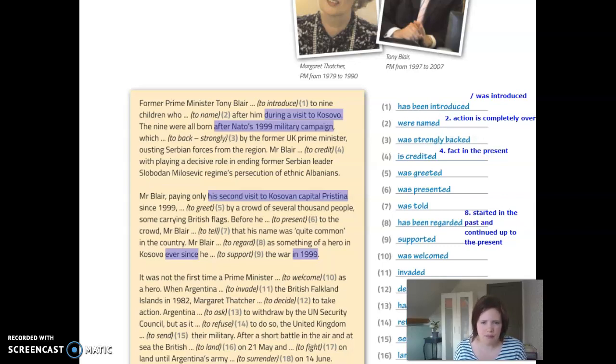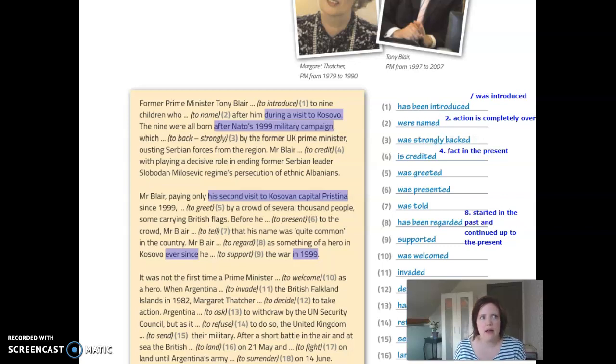Mr. Blair is credited with playing a decisive role in ending former Serbian leader and so on and so on, is credited. Why do we use the present simple here? Because we're talking about a fact in the present. We are no longer talking about that visit to Kosovo or that campaign of 1999. It's simply a fact in the present. But also you have to put it in the passive voice here.